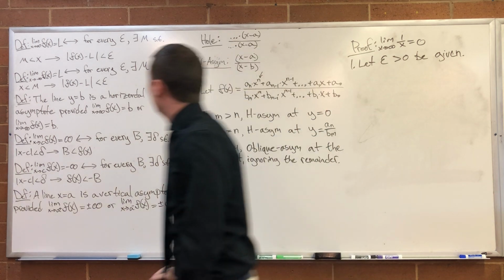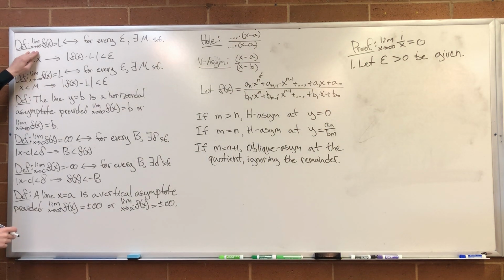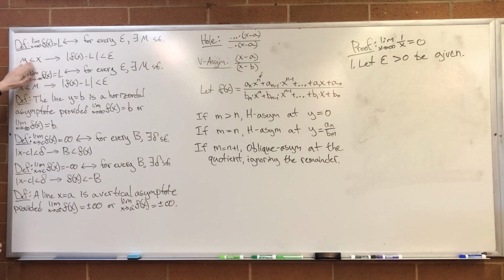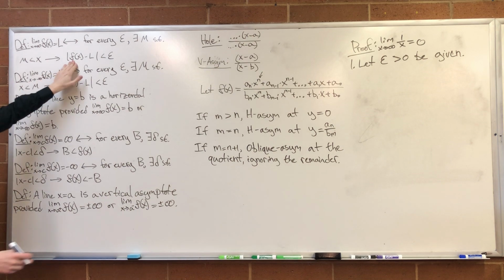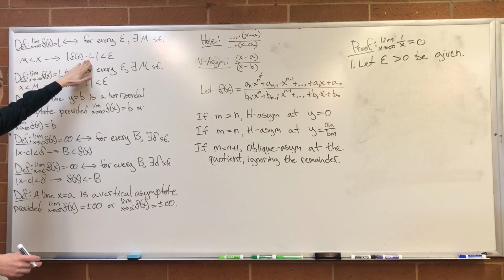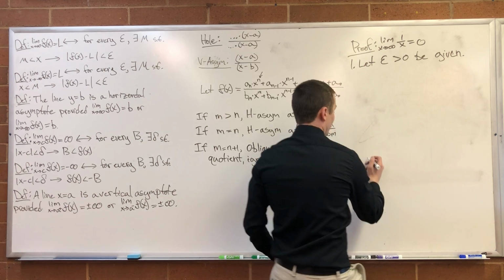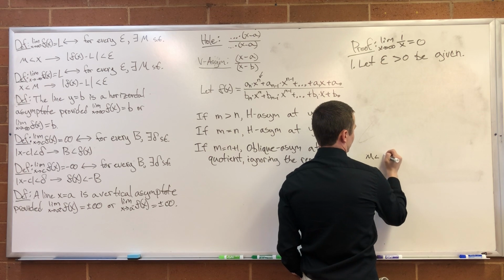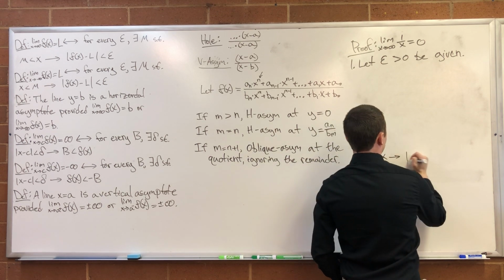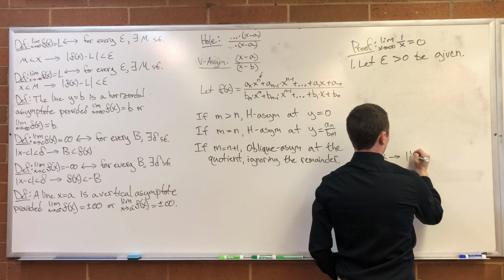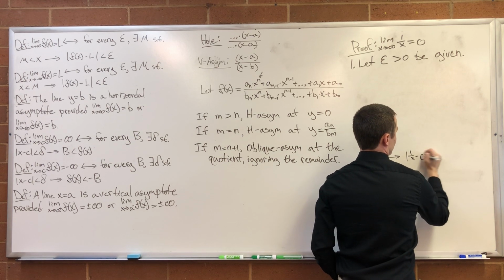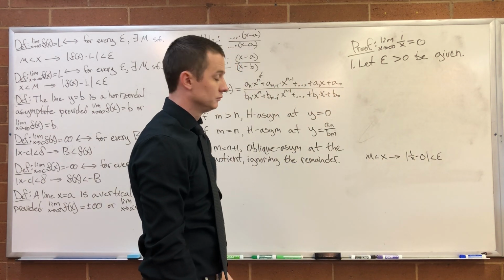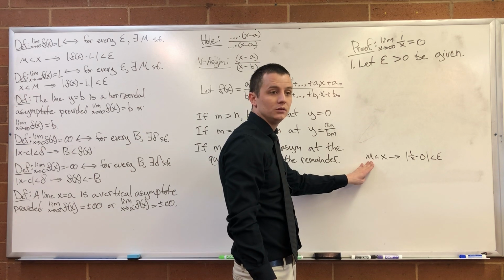What is my job? Notice that we're using this definition. My job now is to find an M such that if x is greater than M, then f of x is within epsilon of 0. So I'm trying to find the M such that if M is less than x, that implies that the distance between 1 over x and 0 is less than epsilon. So my whole job now is to just find this M, right?